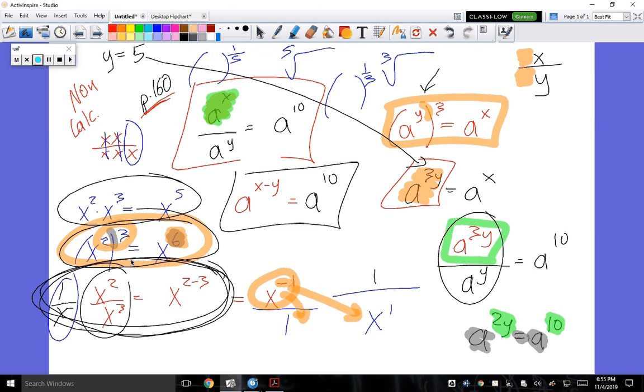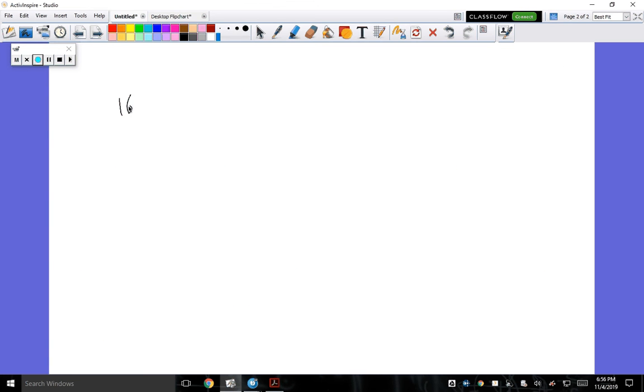What else? On page 163, number 14. That's a good segue. So 163, number 14, which of the following is equivalent to the square root of x cubed?